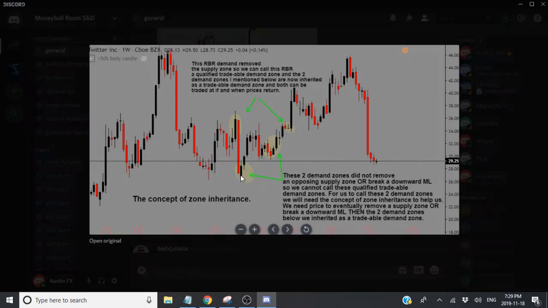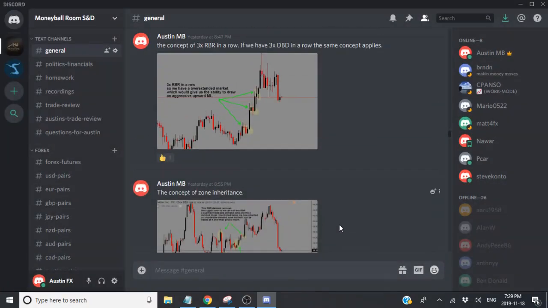So this zone right here actually didn't remove any supply or break downward momentum. So we needed this zone right here to remove it. And then this one was inherited and this one was inherited too. Hope that makes sense. What else do we do?